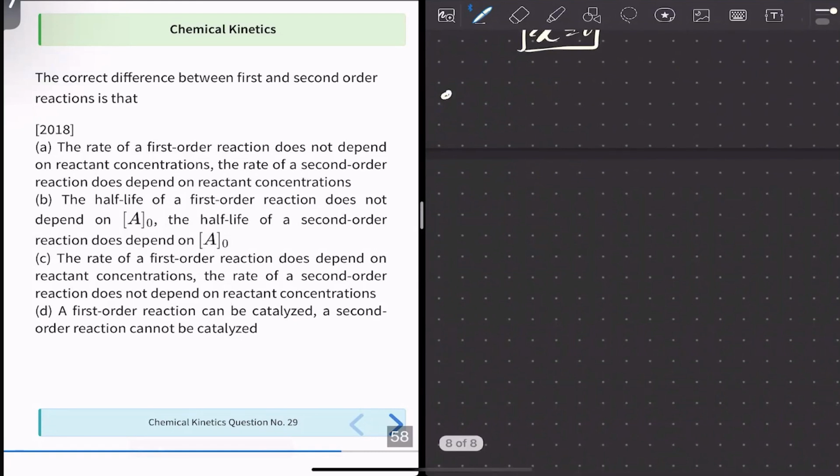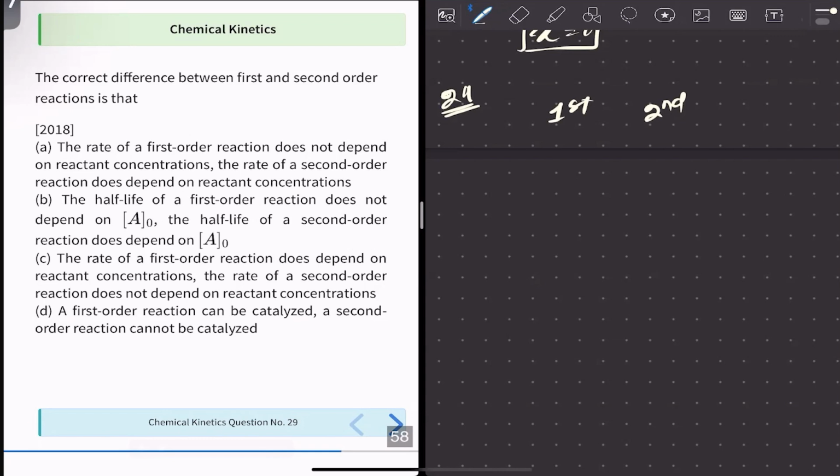Statement based question, very important. Question 29. The correct difference between first and second order reaction is: the rate of a first order reaction doesn't depend on reactant concentration, it depends by a factor of 1; the rate of a second order reaction does depend on reactant concentration. So the first half of the statement is incorrect, but the second half is correct. So option A is incorrect.